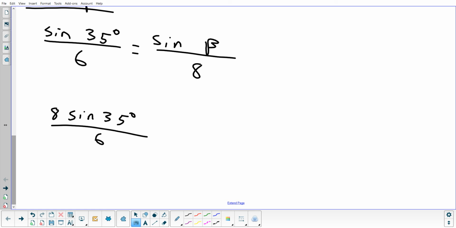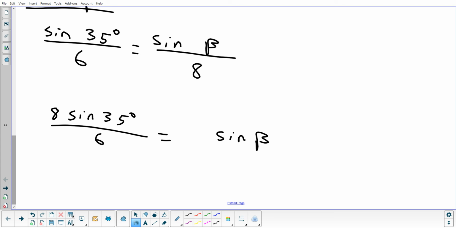Now, I'm not worried about reducing the 8 over 6. If that was a final answer, then yes, I would make it 4/3. But it's just something you're going to plug into the calculator, so it doesn't really make any difference if you press the 8 and the 6 button or the 4 and the 3 button. I wouldn't reduce it just in case you make a mistake. All right, so that's equal to sine beta.